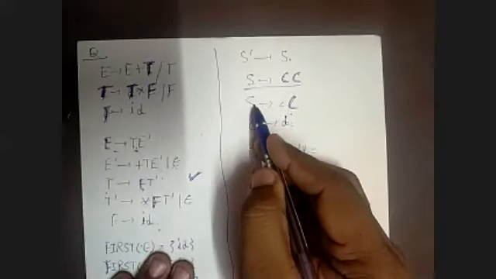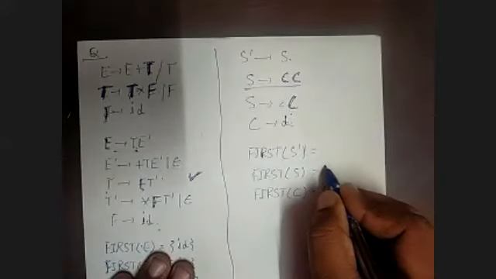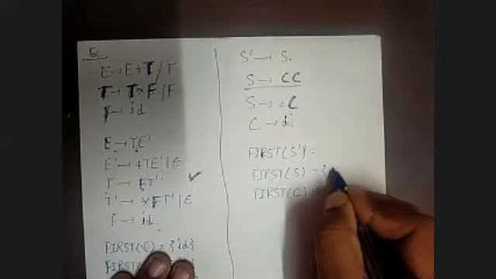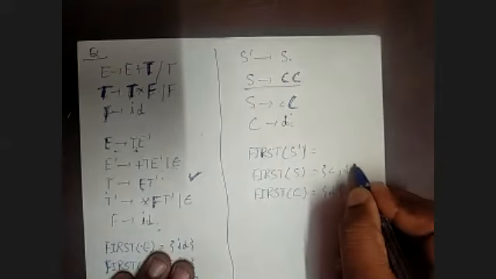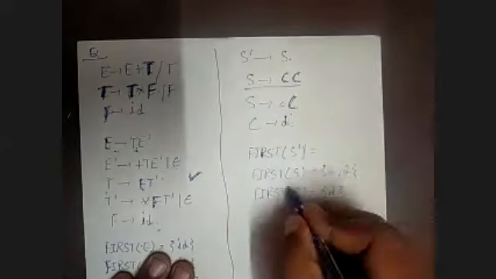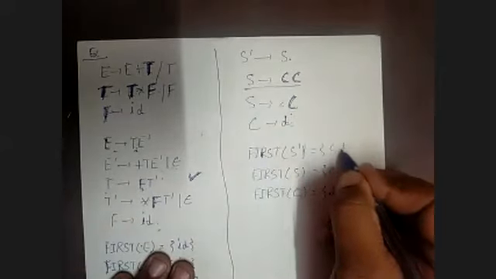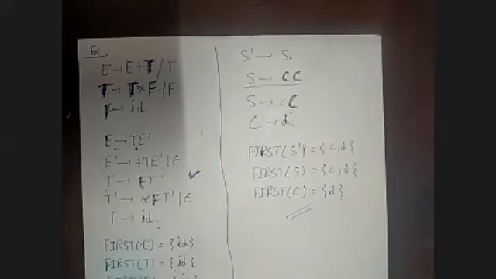Again, S contains one more production, that is small c capital C. So S contains small c and capital C, and we have first of C as D, so first of S is C and D. So this is our answer for this particular problem. I hope each and everyone is clear how to find the first.